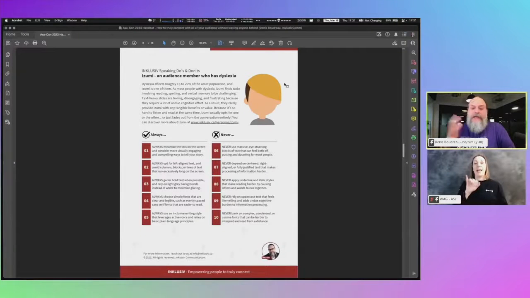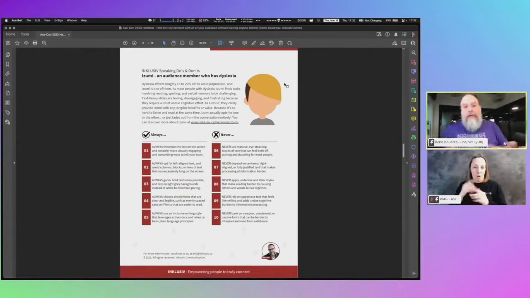And as an example, you should always minimize the text on the screen and consider more visually engaging or compelling ways to tell your story instead. And something that you should never do is use massive blocks of text that can feel both off-putting and daunting for most people. Those are examples of what you could do. If you're familiar with the UK posters, Designing for Accessibility, this is the exact same idea, but applied to a different context, with, of course, different tips and tricks to learn more about these different things.